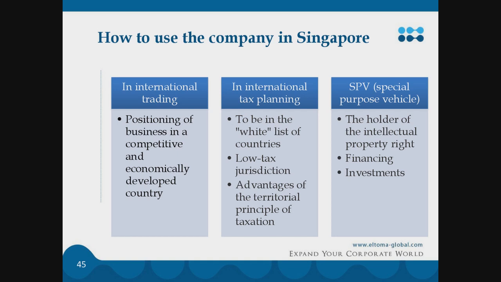And for the end, how to use a company in Singapore. You may use a company in Singapore for international trading, positioning of business in a competitive and economically developed country. You may use it for international tax planning, because Singapore is on a wide list of countries, FATCA countries, FATF countries, a low tax jurisdiction with the territorial principle. The advantage of the territorial principle of taxation is the main advantage of Singapore, besides being a financial center in the world. A Singaporean company will also be good as a special purpose vehicle, holder of intellectual property rights, and for financing investment for these purposes.